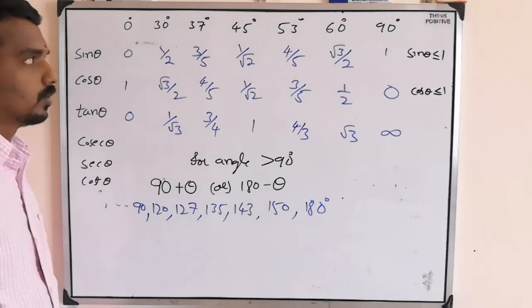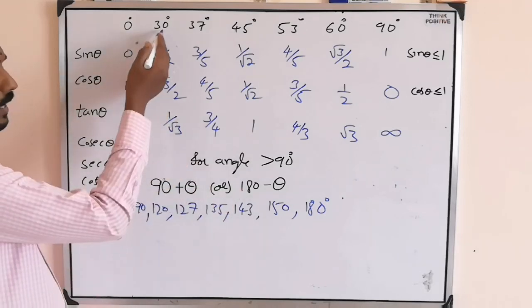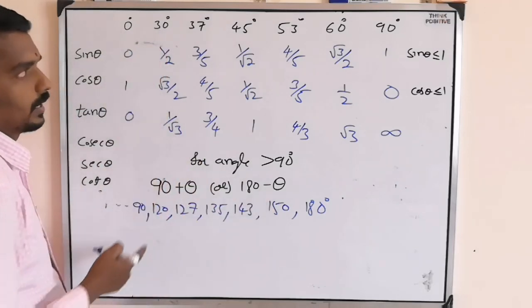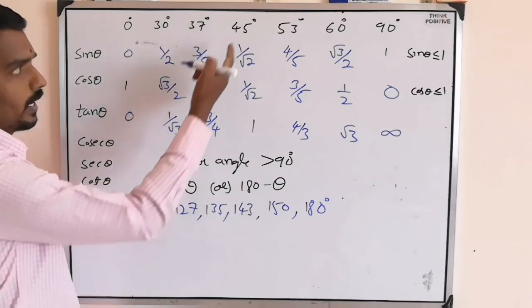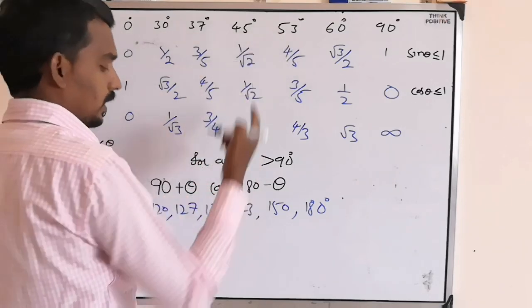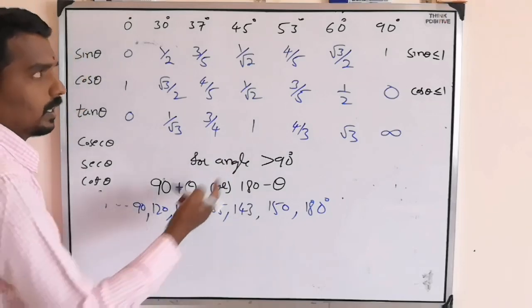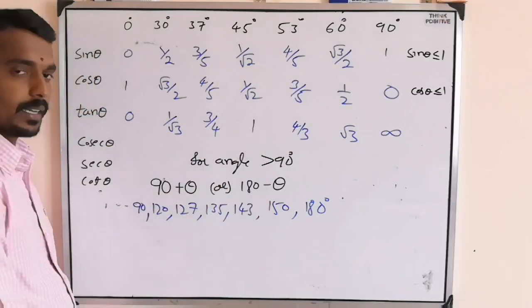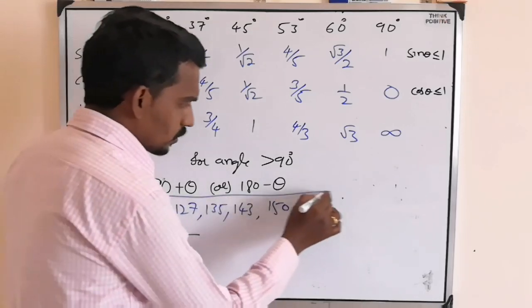Right? Now, same: 180 minus 0, 180. 180 minus 30, 150. 180 minus 37, 143. 180 minus 45, 135. 180 minus 53, 127. 180 minus 60, 120. 180 minus 90, 90. So, same. These are all the values they can ask.